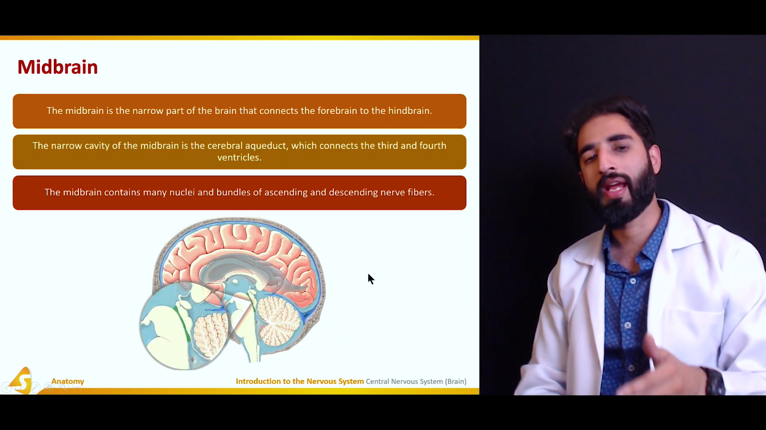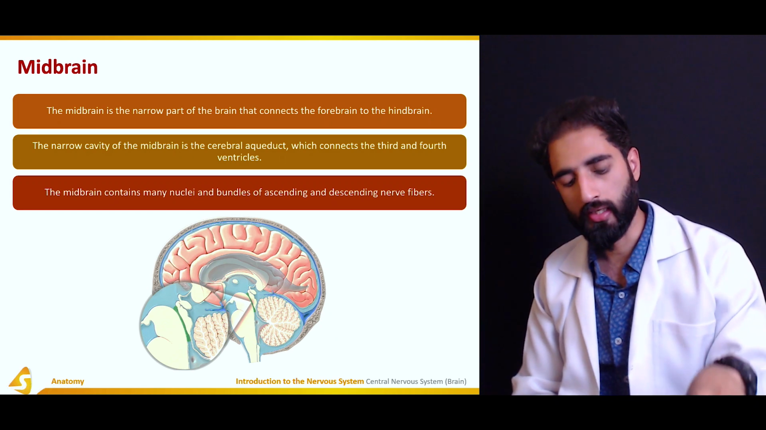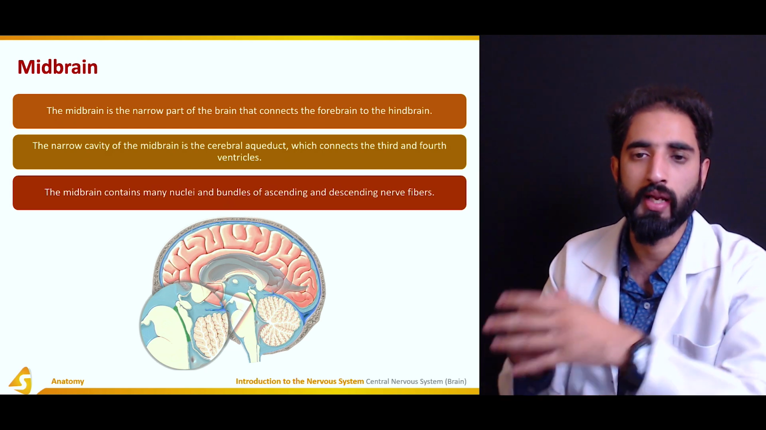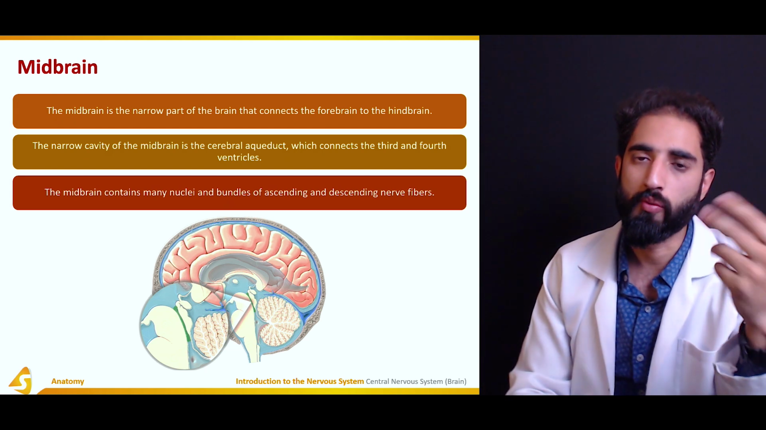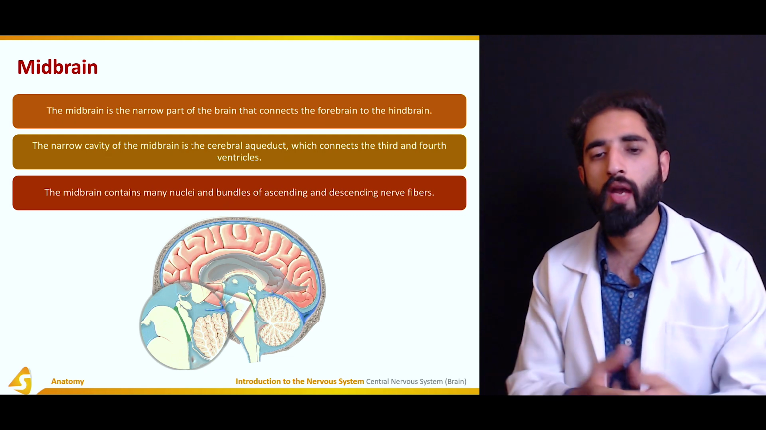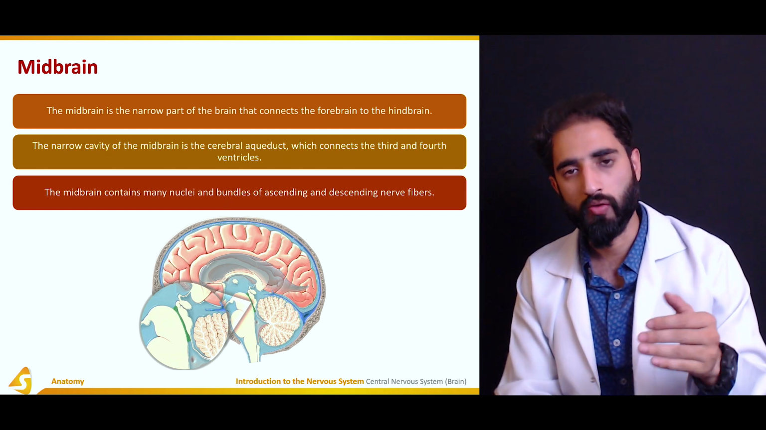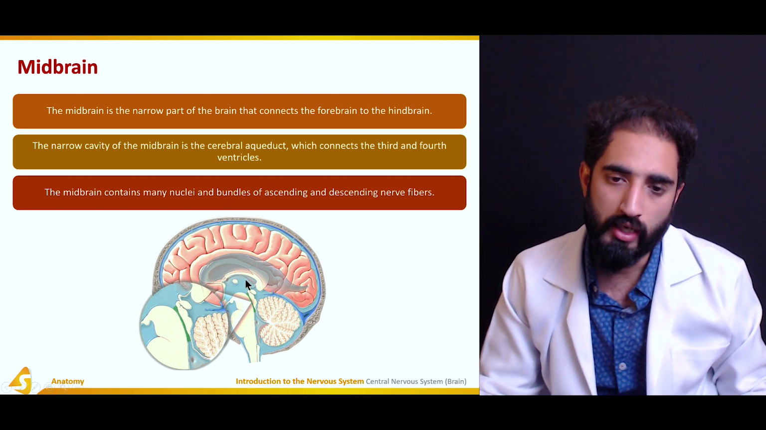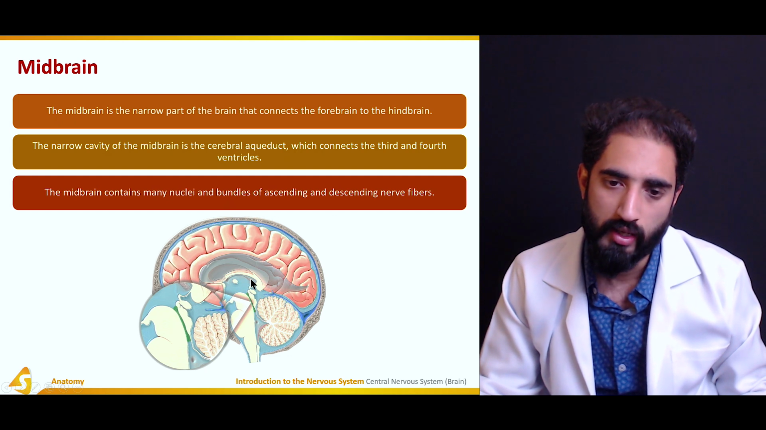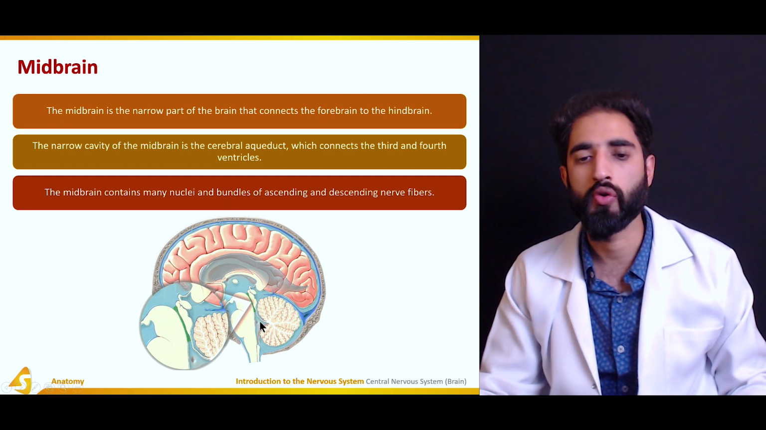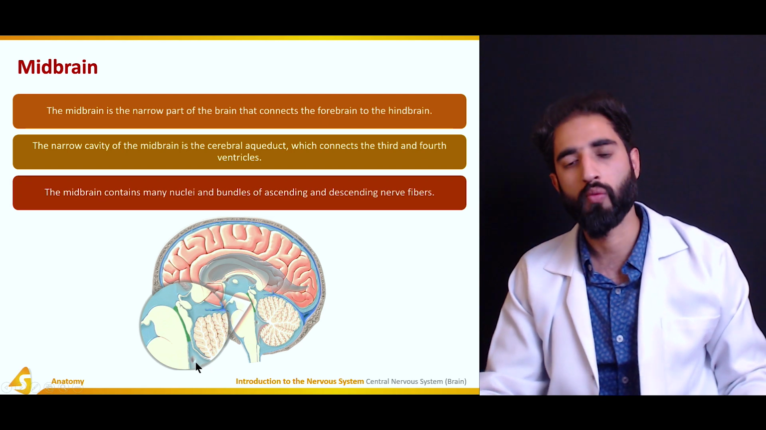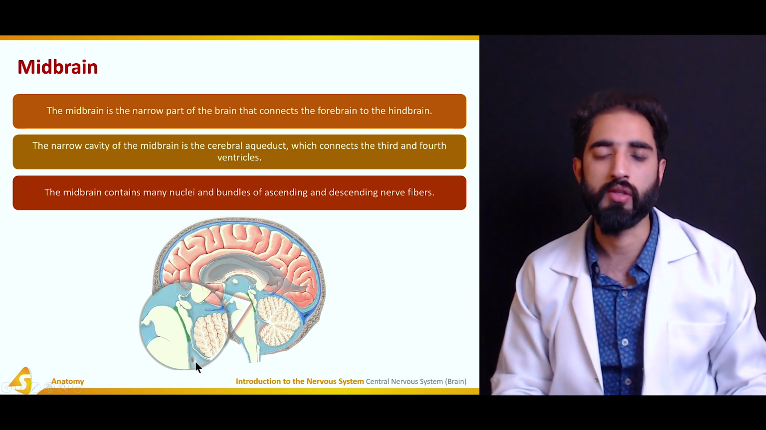Now the midbrain is present between the forebrain and the hindbrain, and it is a very narrow part of the brain that connects the forebrain and the hindbrain. The narrow cavity of the midbrain is the cerebral aqueduct, which connects the third and fourth ventricle. Here you can see the third ventricle, and here is the cerebral aqueduct, connecting it with the fourth ventricle. So third ventricle, this narrow cerebral aqueduct, and fourth ventricle. It is connecting the two ventricles.